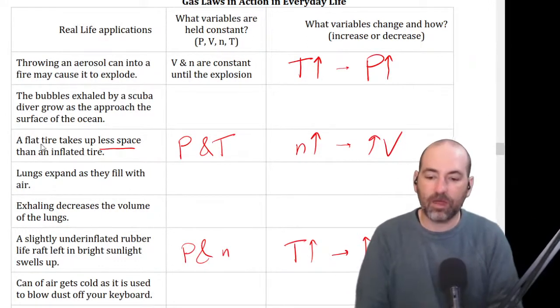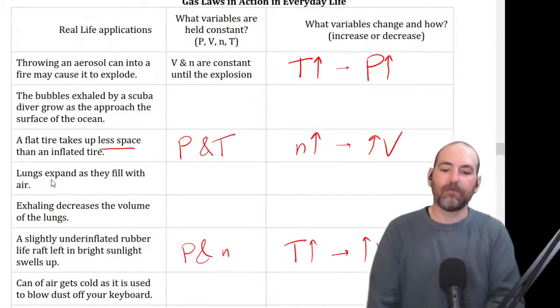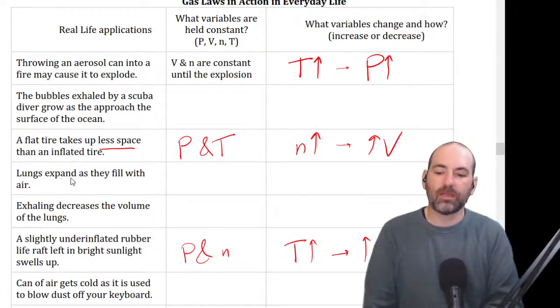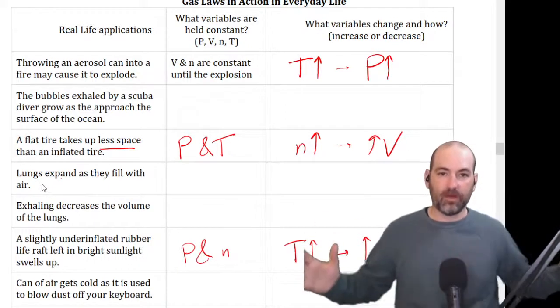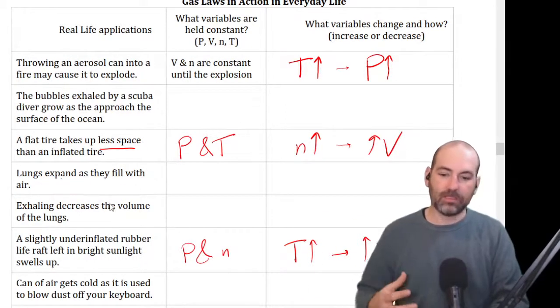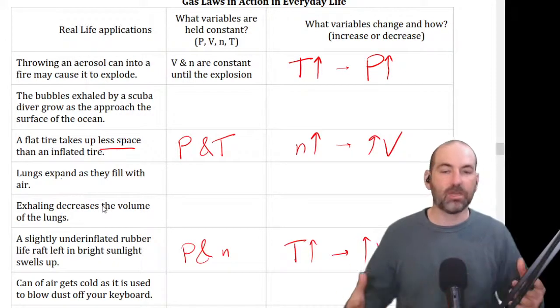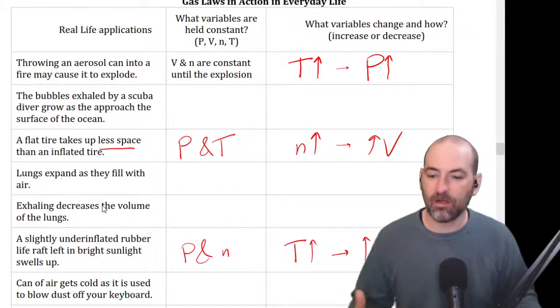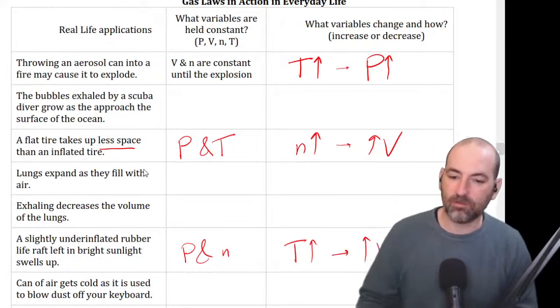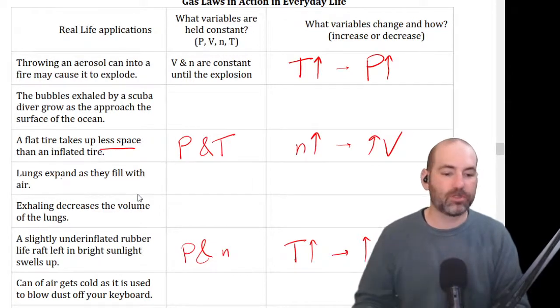So if we are, let's say, taking this one over here, lungs expand as they fill with air. Well, expansion is going to be a change in volume. And filling with air means they are changing the amount of air in there. So that would be number of moles. And so that means that pressure and temperature are staying constant.